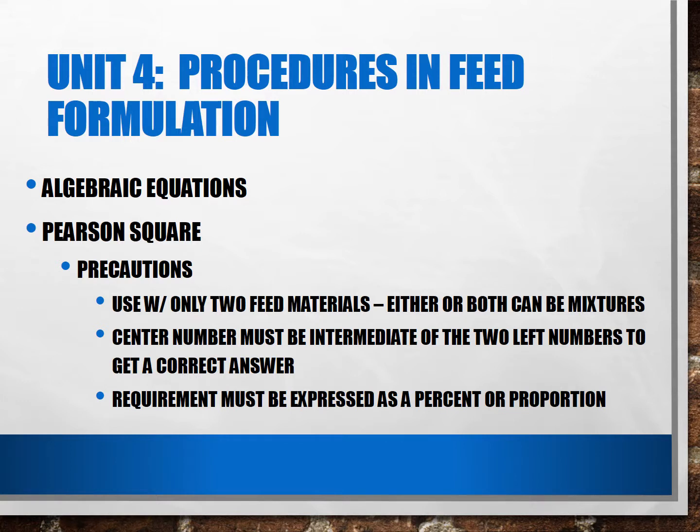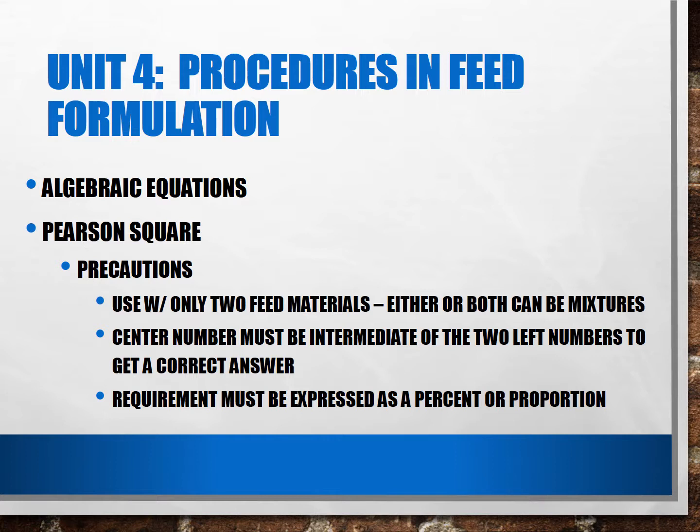So you'll see that example as we go through here in the next few slides. You're going to see a number that's created that always has to be in the center of the box. That number must be intermediate of the two numbers on the left side of the box. Again, we'll show you in a subsequent slide example. If that number is not in the middle of the two numbers on the left, so if we're balancing a ration for a 12% crude protein diet for horses, you need at least one ingredient higher than 12% crude protein and one ingredient lower than 12% crude protein in order for the Pearson square method to work.